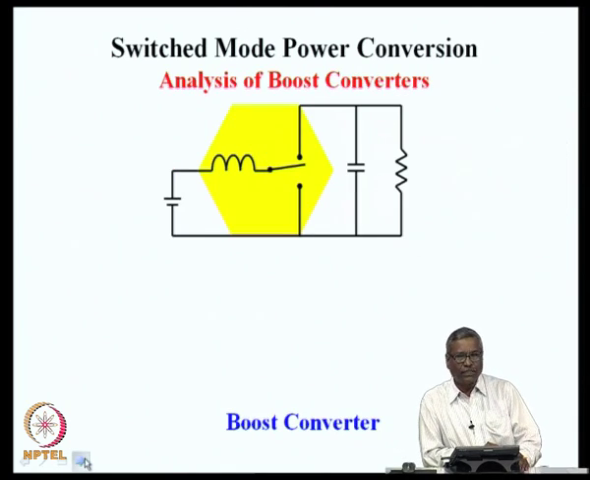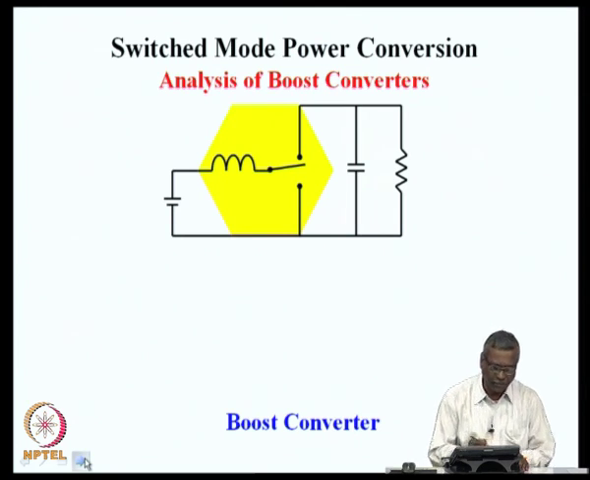This converter has the name boost converter, and we will spend some time to find out why it is called a boost converter. We will also go through the entire process of steady state performance analysis of the converter. We will follow a very similar pattern to what we had done for the step down converter, going through V naught by Vg, I naught by Ig, and so on.